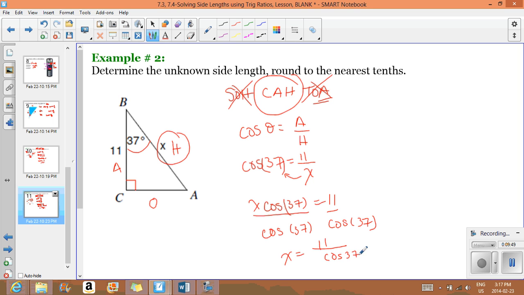And if you type this into your calculator, you're going to get that x is approximately 13.8, and we don't have units, so we would just leave it as is.